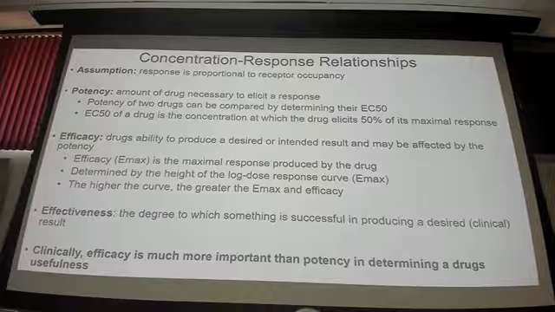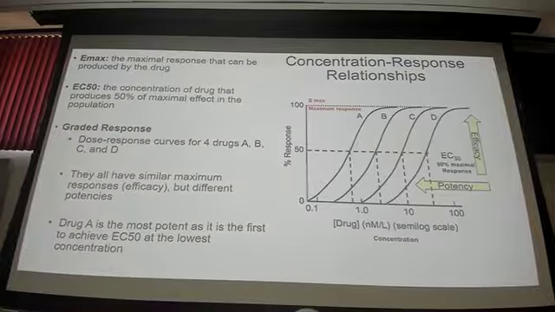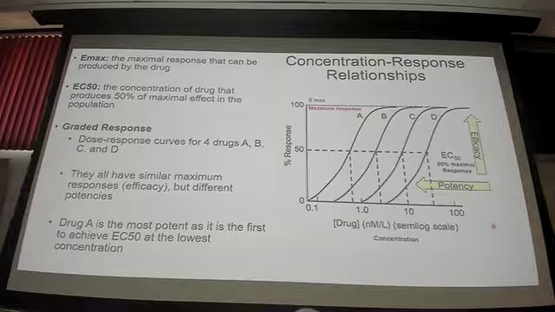The potency is just the amount of drug you need to elicit an effect. So if looking at this graph, we see drug concentration on the y-axis, semi-log scale, percent response. The Emax is the same for all of them, meaning they have the same efficacy. However, the potency is different for all of them. So A is more potent than B is more potent than C, meaning less of A is needed to elicit a response than B than C than D. All right.